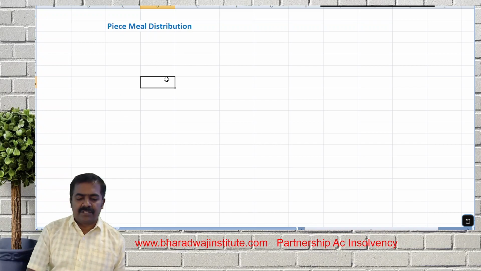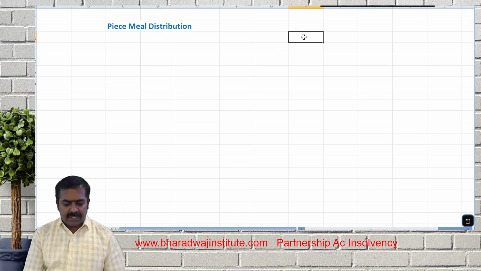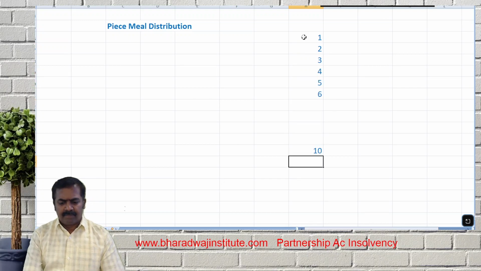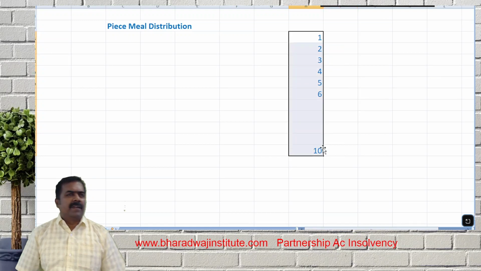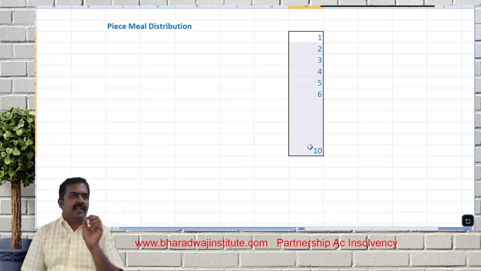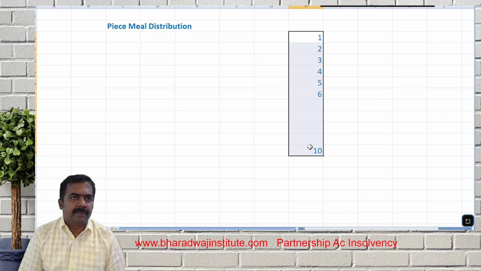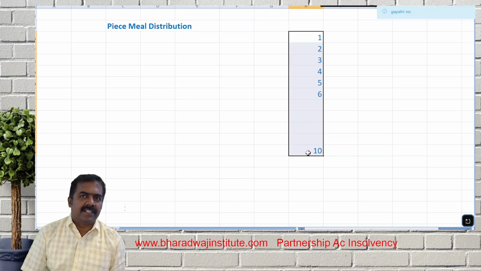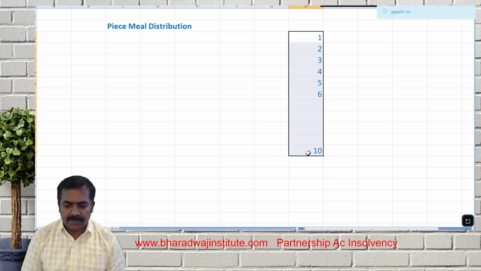Piecemeal distribution. Let's assume you have about 10 assets in the partnership firm. Let us not name any asset. There are about 10 assets, which may be land and building, plant and machinery, furniture, debtors, stock, like that. Is it possible to sell all the 10 assets in one shot and settle everybody? Sell all the 10 assets on a single day, get the money and settle the liabilities and partners. Is it possible? It is not possible.